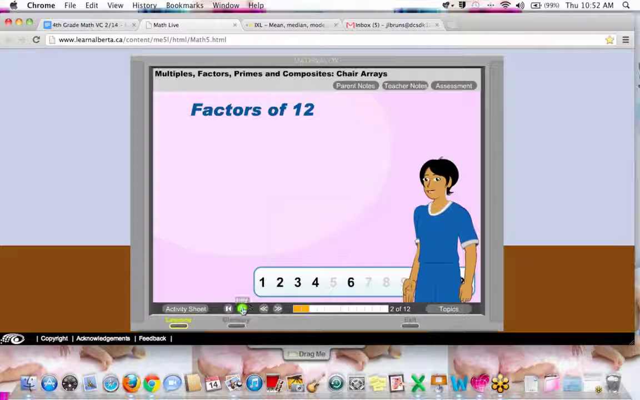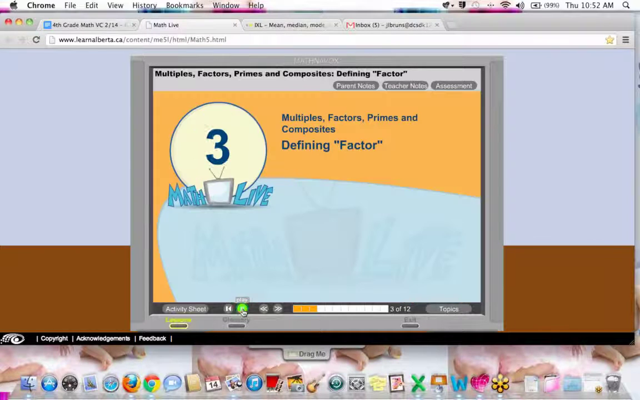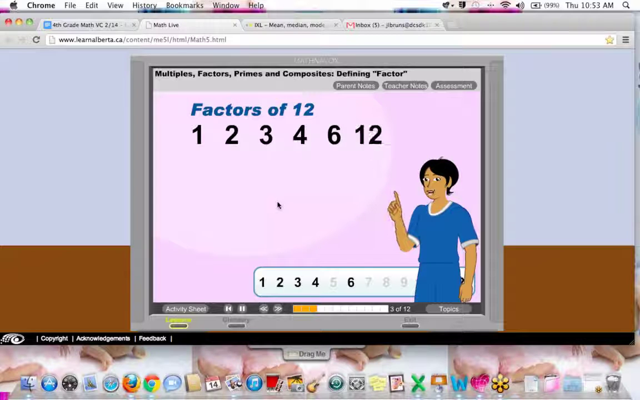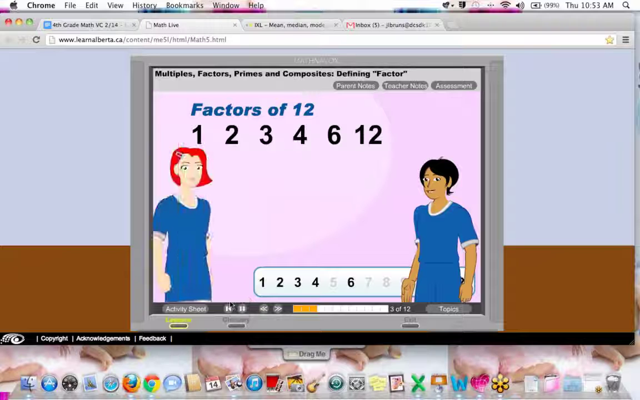Okay, so those were the factors. Notice these are the numbers that you would be able to multiply together in order to get 12. Defining factor. Here we go. 1, 2, 3, 4, 6, and 12. 1 times 12, 2 times 6, 3 times 4.